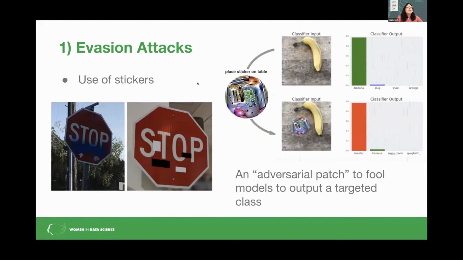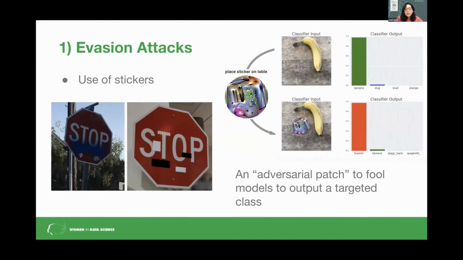And also use of stickers is another example. In this example, they put stickers on top of stop signs, and the stickers are perturbed to mimic graffiti, because apparently there is usually a lot of graffiti on traffic signs. So they use this to fool the classifier to classify this stop sign as a speed limit sign or any other kind of traffic sign.